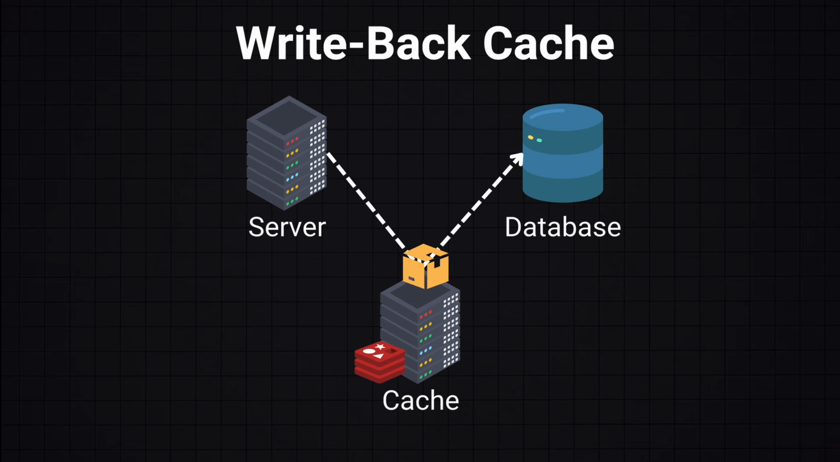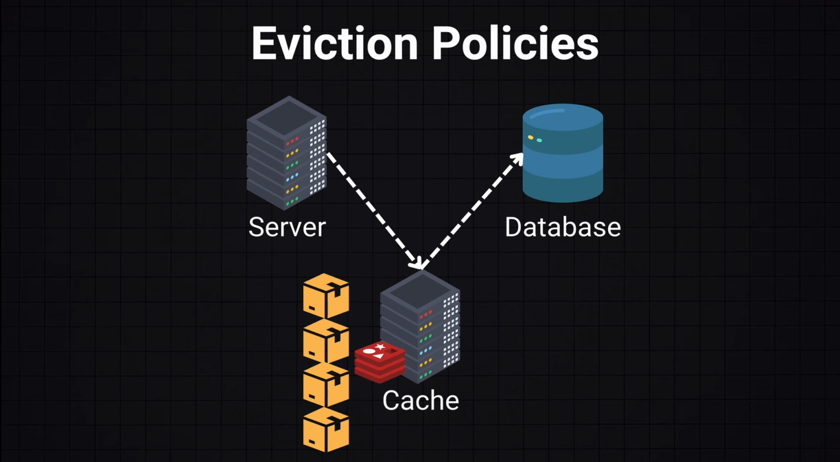And we also have write-back cache, where data is first written to the cache and then to permanent storage at a later time. This improves write performance, but you have a risk of losing that data in case of a crash of the server. But what happens if the cache is full and we need to free up some space to use our cache again? For that, we have eviction policies, which are rules that determine which items to remove from the cache when it's full.